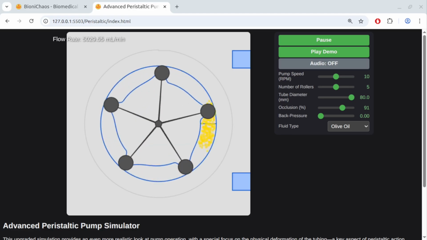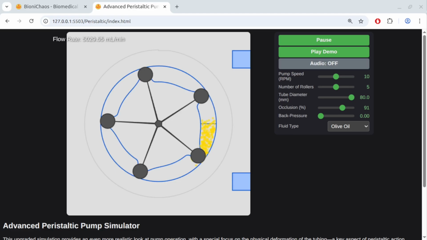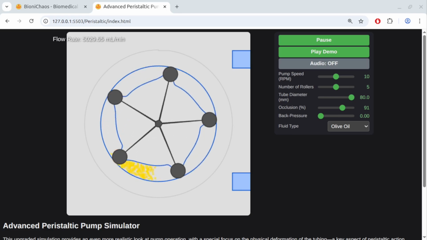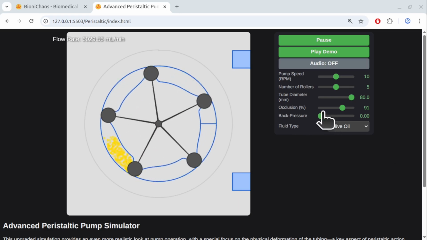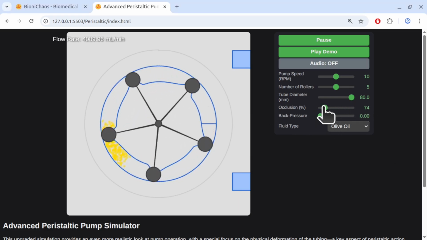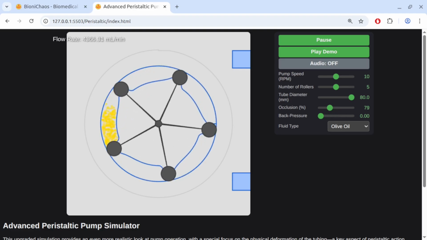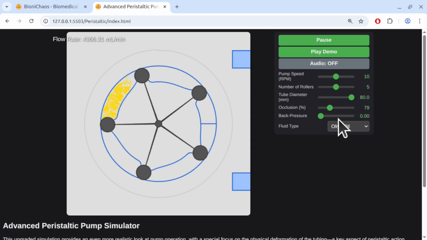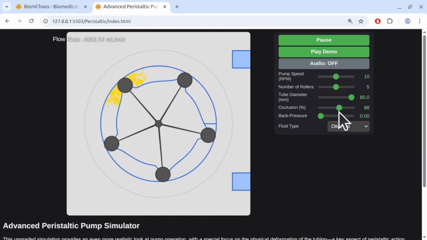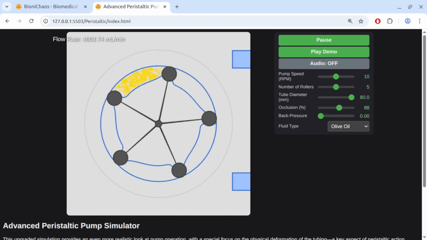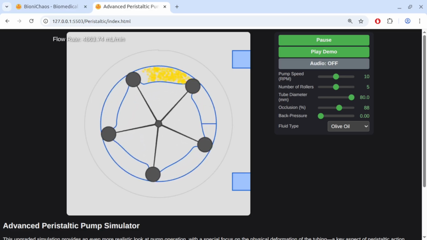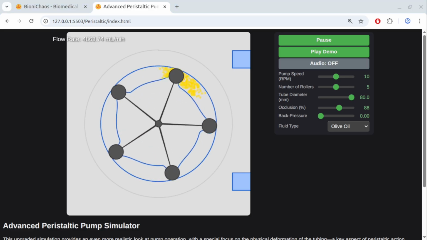Yeah, so I copy-pasted the response from the developer. Can you read that out loud? The response from the developer is, the lack of a visible change in the gap between the rollers and the outer tube wall when adjusting the occlusion percent slider could be due to one of the following reasons. Intended visual simplification. It is possible that the simulation intentionally simplifies the visual representation to focus on the functional impact, e.g., flow rate changes, rather than the physical deformation of the tubing.